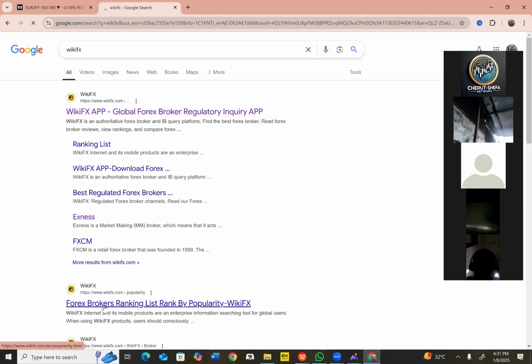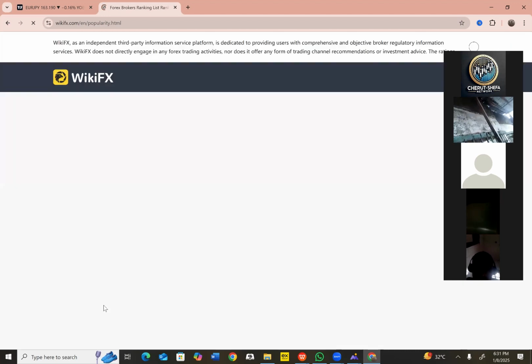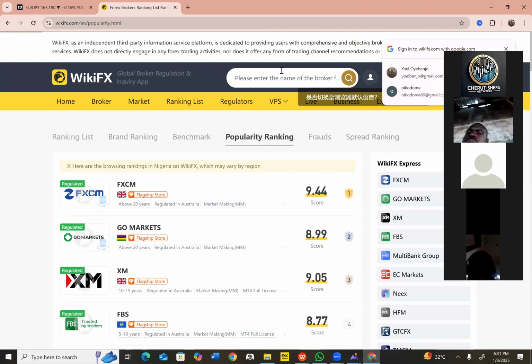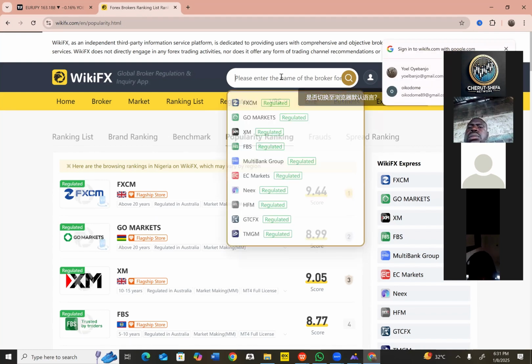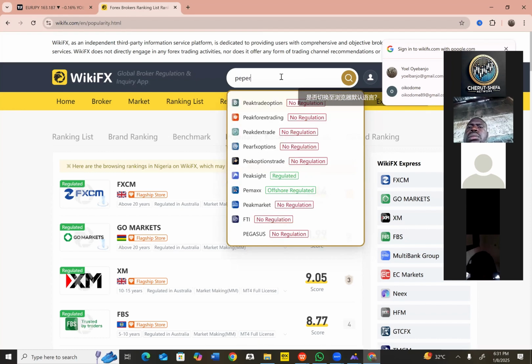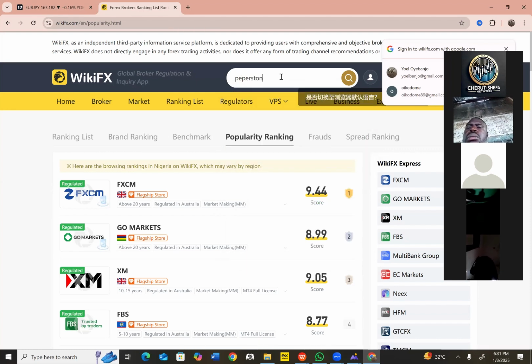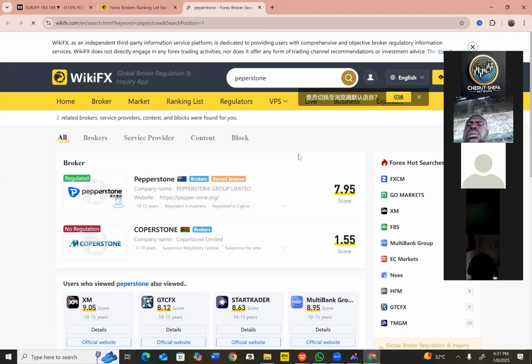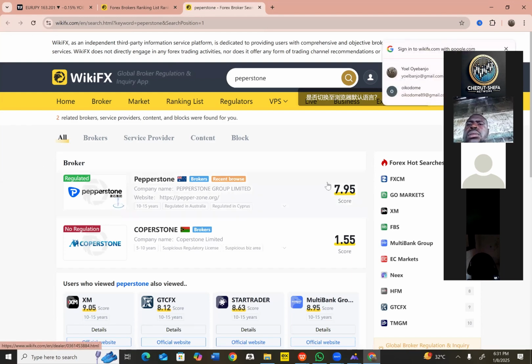Yes, WikiFX. When you go to WikiFX, you will see somewhere here that they say, enter the name of the broker. Pepperstone. Now, this is Pepperstone. Look at their score, 7.95. Then click on it.